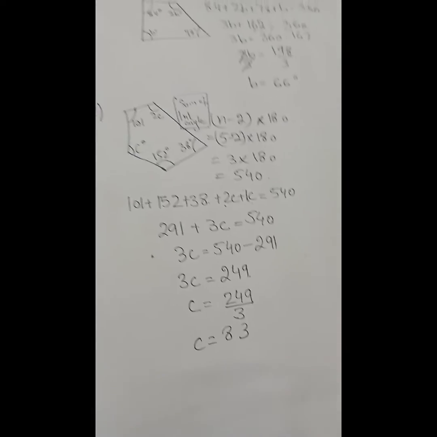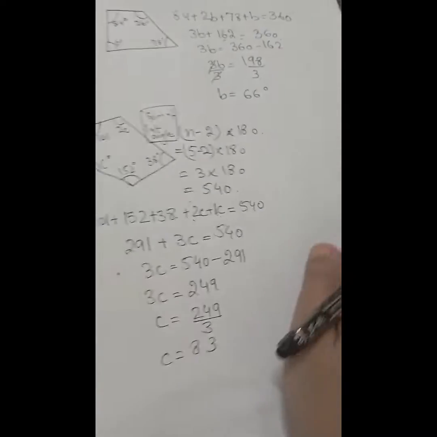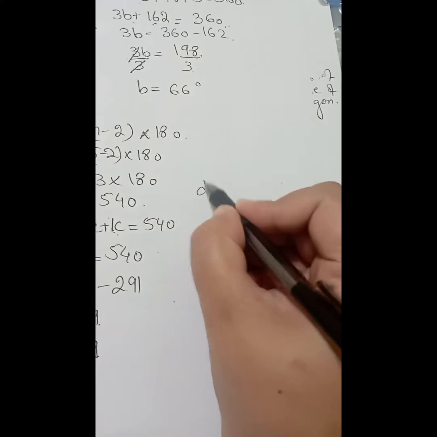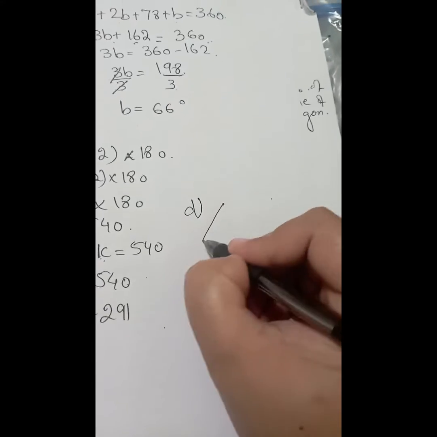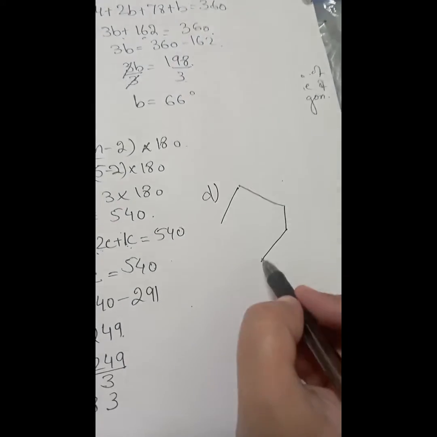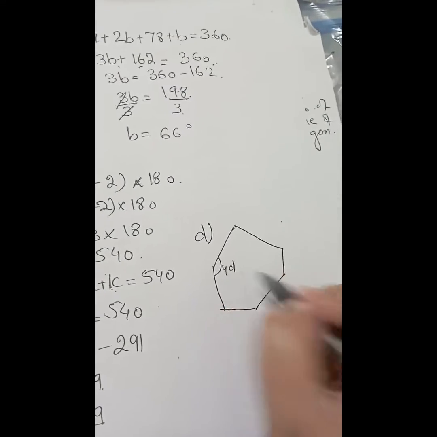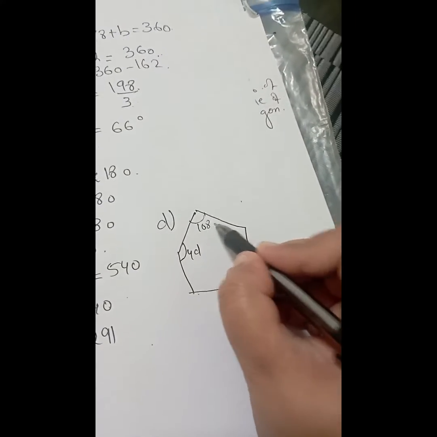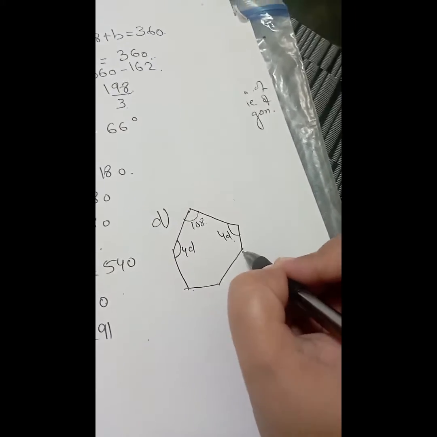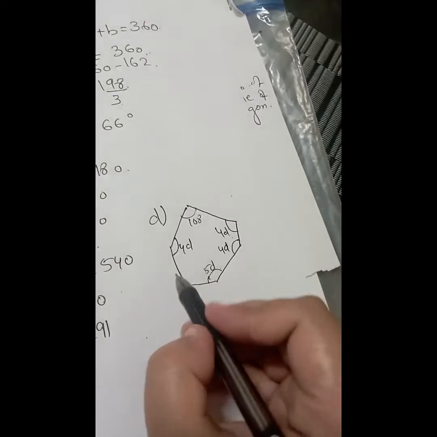Now it's your turn to calculate this with the help of the same formula, the last part D. You can pause the video and then compare your answer with my answer. It's going to be almost like this: this is 4D, this is 108, this is again 4D, this is again 4D, this is 5D, and this is 102. So many 4Ds and one 5D, and there are only 2 values which are actual angles.